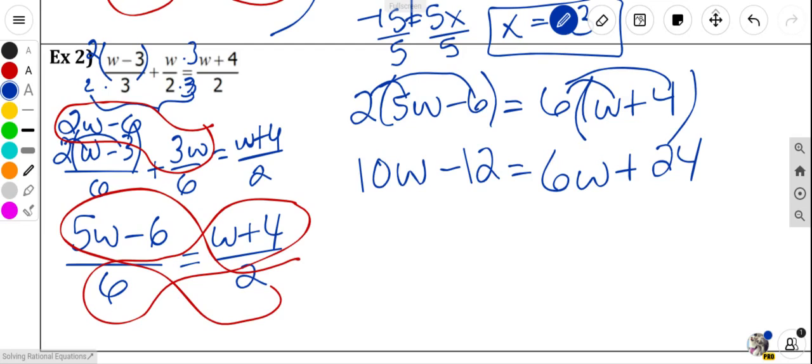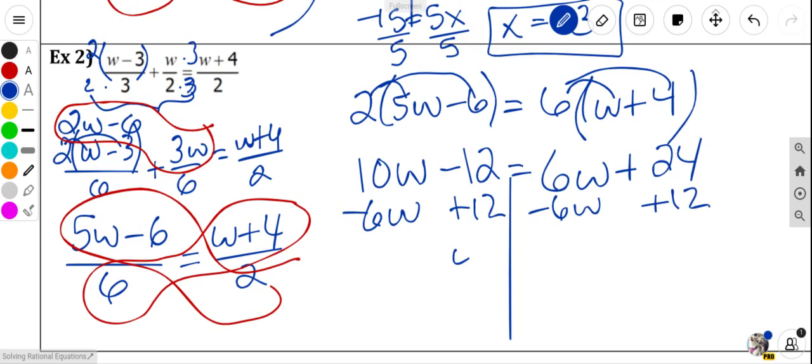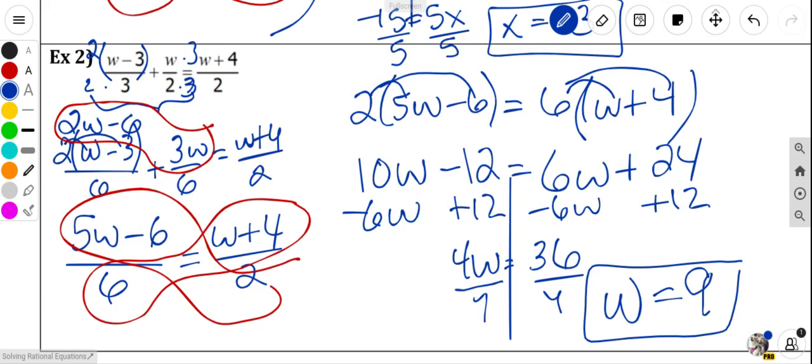Redistribute both of these. Now we need to bring the w's on the same side and the constants on the same side. So I'm going to bring the 6w over to the left. I'm going to bring that 12 over to the right. So we end up with 4w equals 36. Lastly, divide by 4. So we get w equals 9 for this one. All right, that's example 2. A few more.